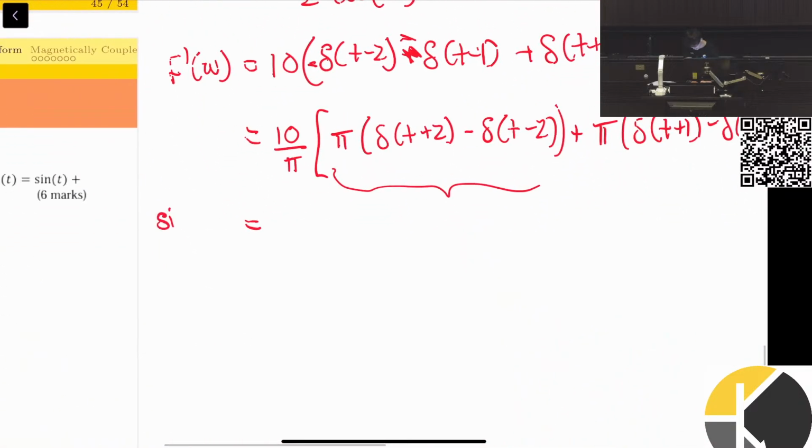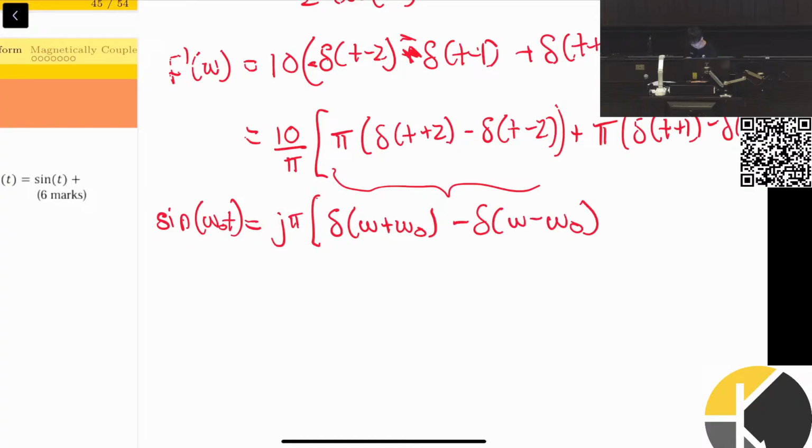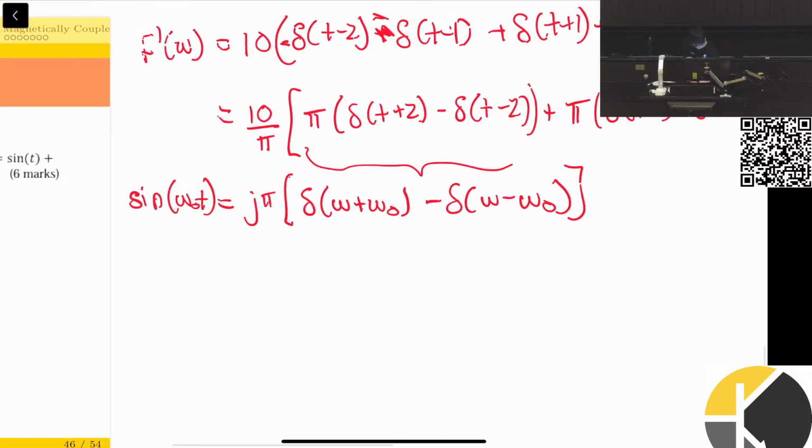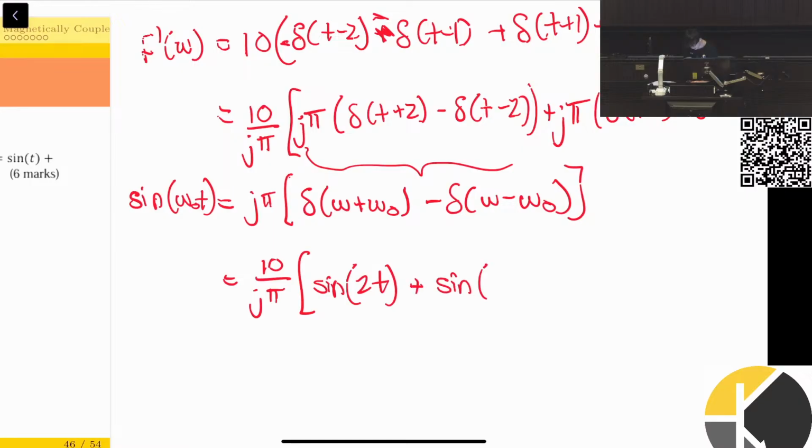So we have sine of omega naught t equals j pi delta omega plus omega naught minus delta omega minus omega naught. So we're going to use this formula. So I need a j out the front. If I was to chuck a j out front, I would need to factor out a j on the denominator. And then I can just sub in the formula. So I have 10 on j pi. This would all become sine of 2t. And the second term will just become sine of t.